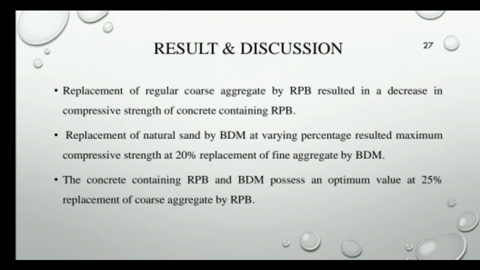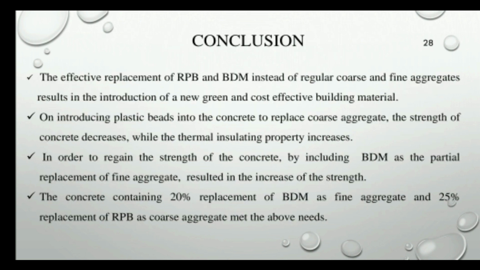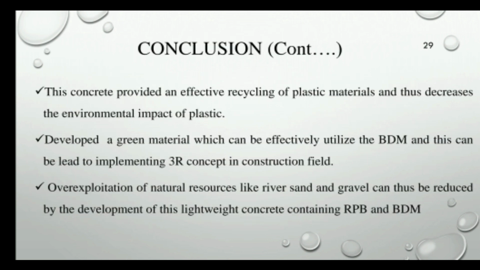Results: the addition of RPB decreased the compressive strength of concrete, and for regaining strength, BDM was used as an alternative. The optimum amount of RPB was found to be 25% and that of BDM was found to be 20%. Conclusion: effective replacement of RPB and BDM in concrete thus provides a green and cost-effective building material. Overexploitation of natural resources can be reduced. Energy efficient buildings can be built, thus making it cost effective. Usage of recycled plastic implements the 3R concepts.